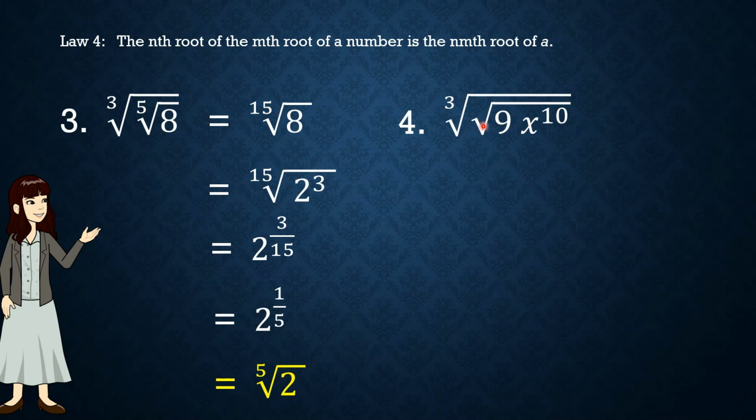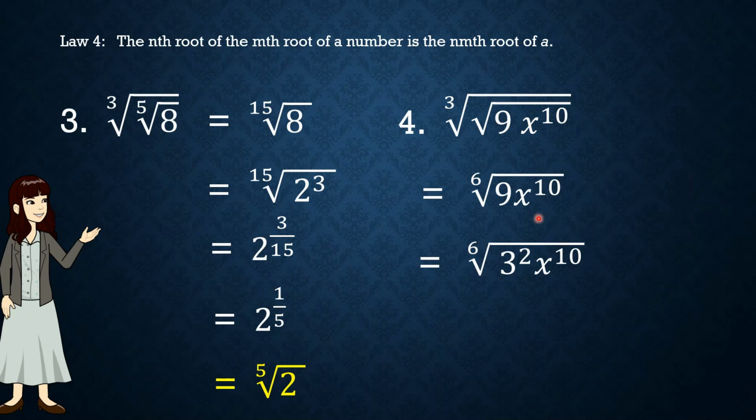Number 4. Cube root of square root of 9x raised to 10. So we have the index here, 2. So 3 times 2, we have the 6th root of 9x raised to 10. Again, we need to simplify. Our 9 can be written as 3 squared, x raised to 10. In rational exponents, it is 3 raised to 2 over 6, and x raised to 10 over 6. Your denominator is 6 for both, and your numerators are 2 and 10. Simplify the exponents. 2 over 6 is 1/3, then 10 over 6 is 5 over 3. So 3 raised to 1/3 and x raised to 5 over 3.